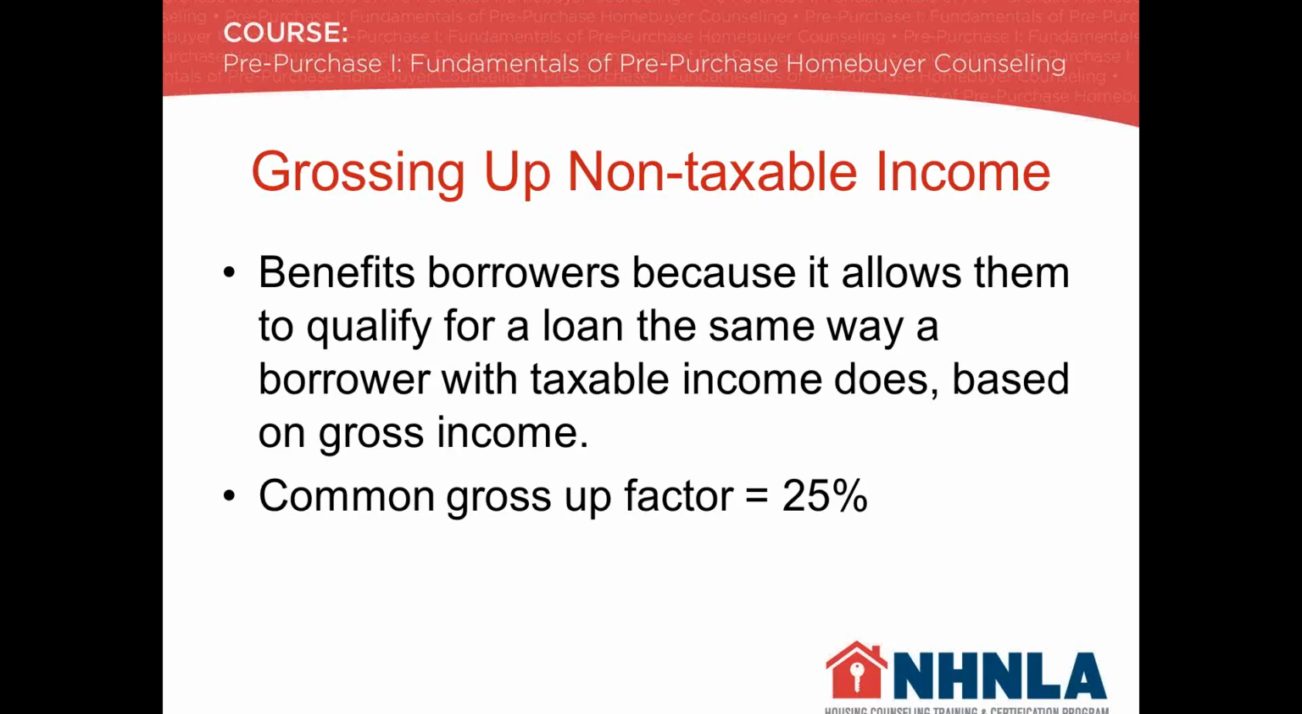So in order to make it fair, we would gross up that retirement or disability income, and then instead of $1,000, the amount that they would be qualified on would be $1,250. So it's a way of just trying to give them the benefit of being able to qualify the same way a person would that has taxable income. So that's the idea behind grossing up.